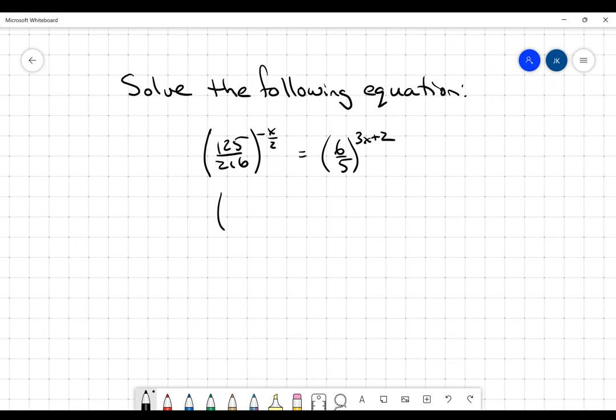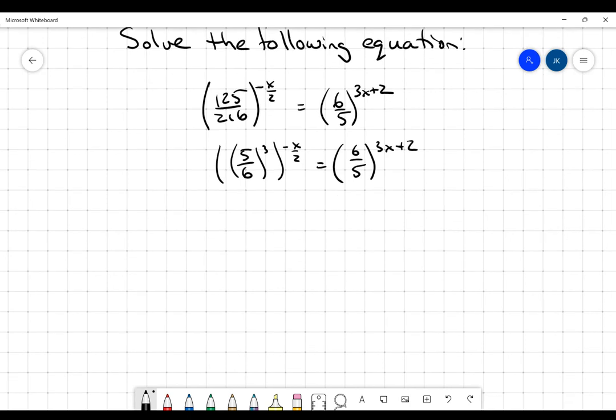So what I've got here is 5 over 6 cubed, all to the negative x over 2, and that's equal to 6/5 to the 3x plus 2. Now, the bases are not the same. I've got 5/6 and 6/5 here. But what I'm going to do first of all is, on the left-hand side, multiply those two exponents together because I've got a power of a power. And that's going to be 5/6 to the negative 3x over 2 is equal to 6/5 to the 3x plus 2.